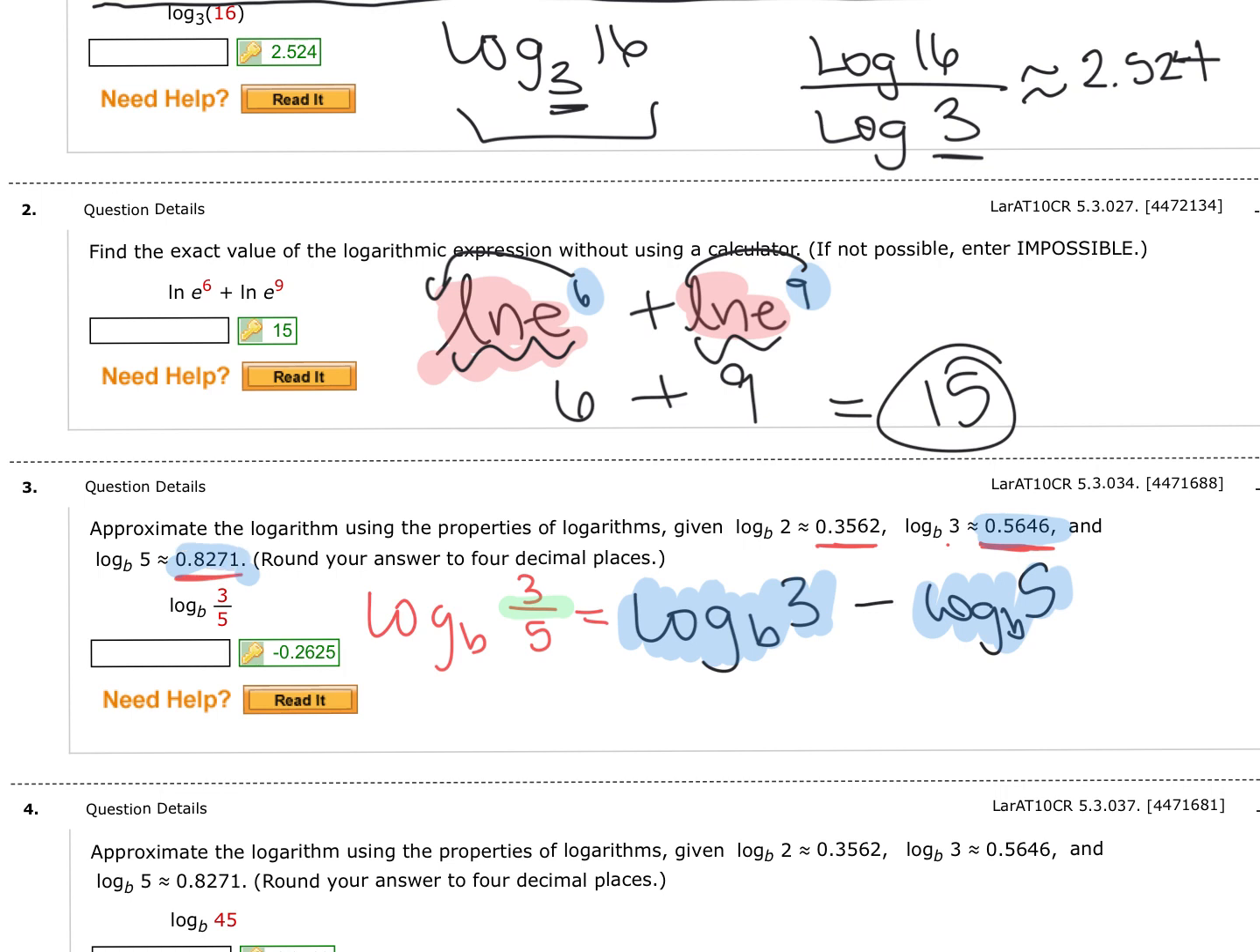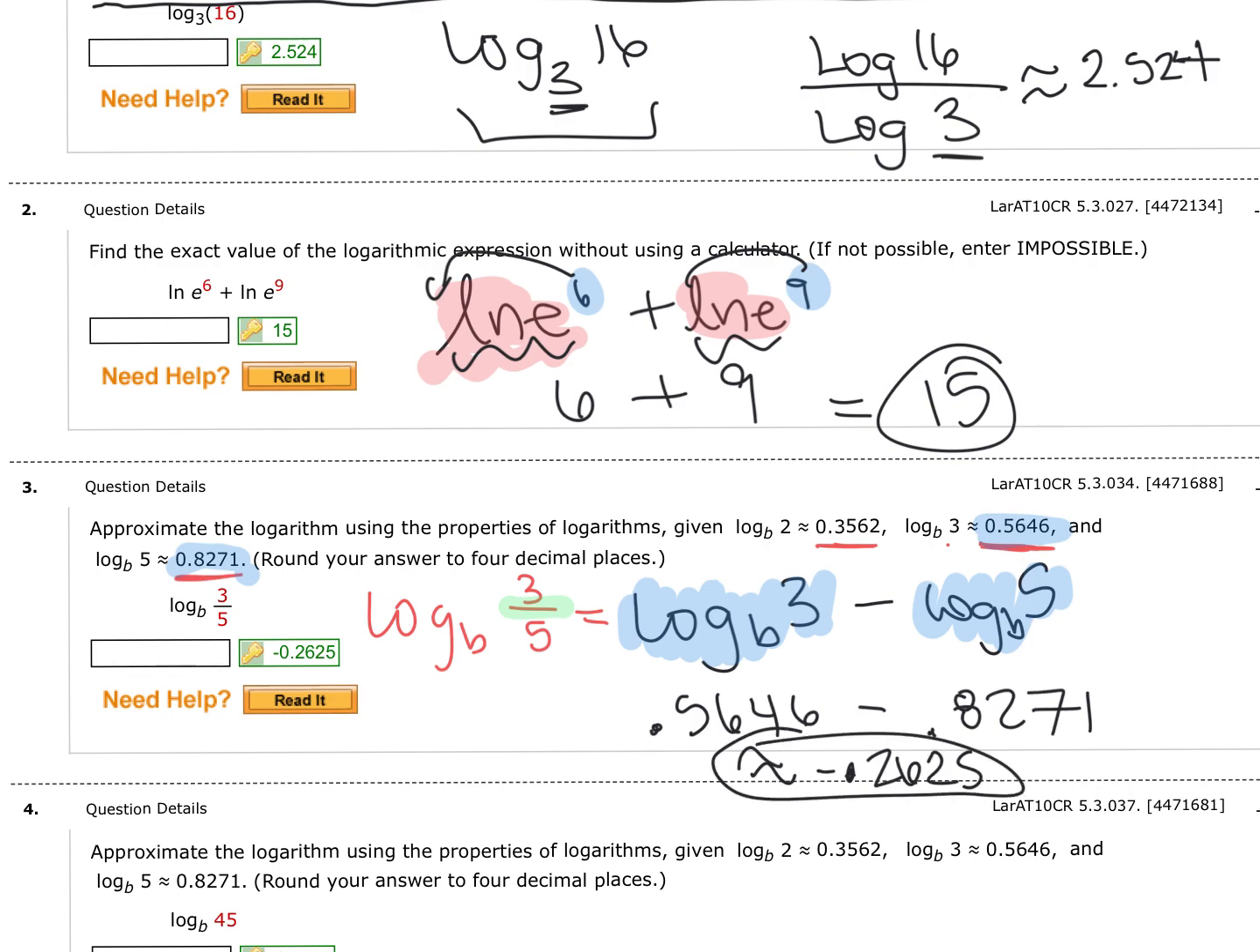And so I end up having to do the log of 3, which is 0.5646 minus the log of 5, which is 0.8271, which gives me approximately negative 0.2625.